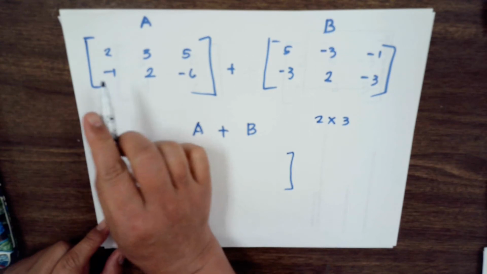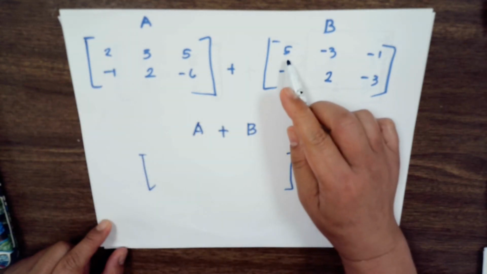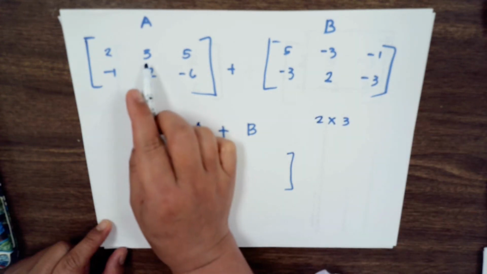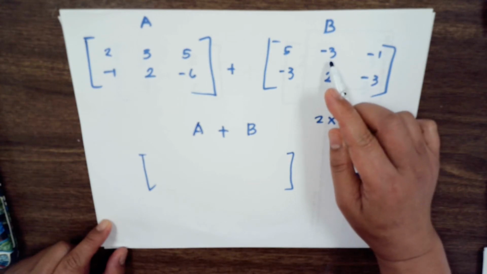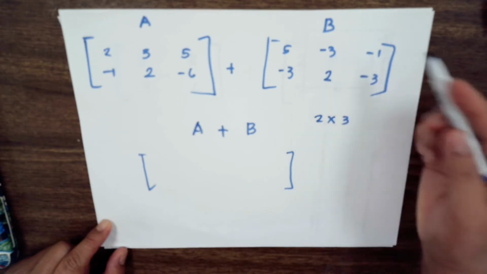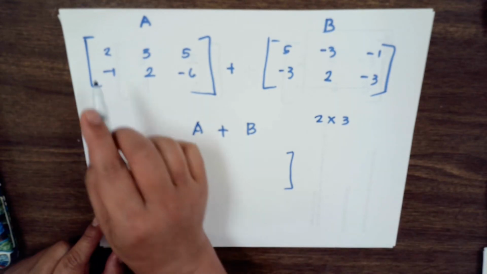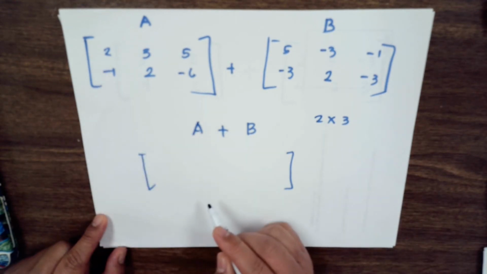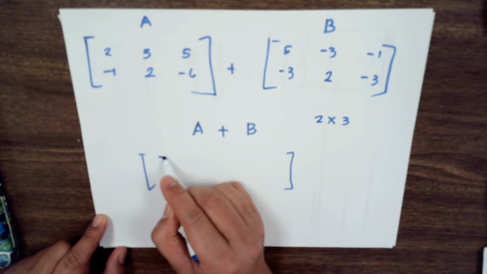So let's say, for example, you have 2 here, it's A11. Same thing also with 5, which is also A11. 3 here is A12. Negative 3 here is A12 also. Therefore, you can add these two matrices. So you will have here our first element A11 is 2 plus 5, which is equivalent to 7.